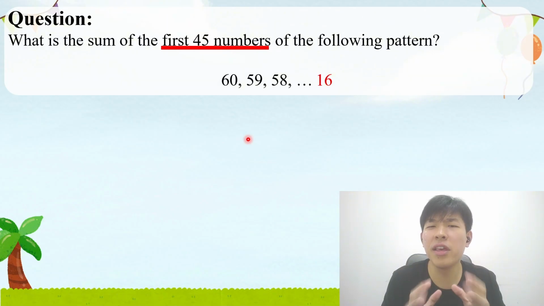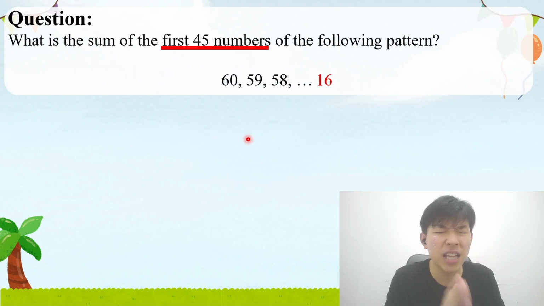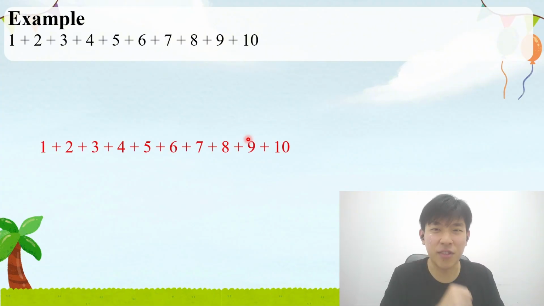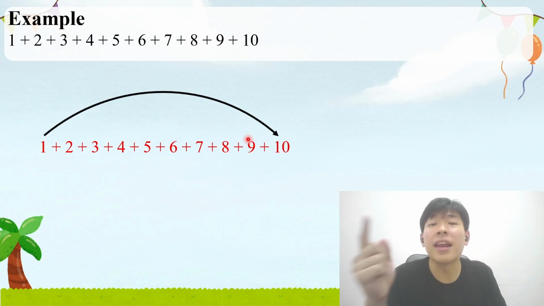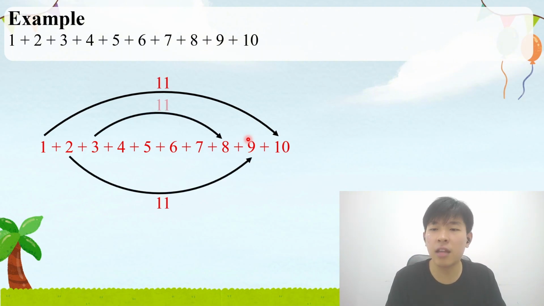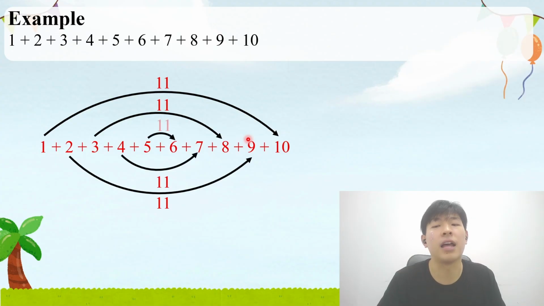Now, how do we find the sum? This is the question. 60 plus 59 plus 58 plus until 16. How do we add them up? First, let's look at a very simple example, which is 1 plus 2 plus 3 up until 10. How do we do this? For some of you who will know this already, very nice. We just need to take 1 plus 10, the first number plus the last number. Then we get 11. And 2 plus 9, we get 11. 3 plus 8, 4 plus 7, and 5 plus 6.